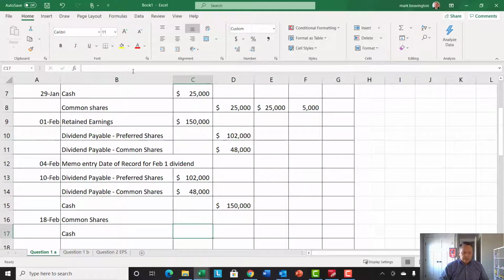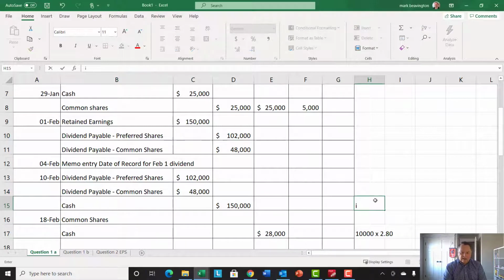Now the cash in this case was 10,000 shares times $2.80 a share. That should be $28,000 worth of cash. Now, if we look here and determine what the average issue price is, because that's the key in this one, the average issue price.